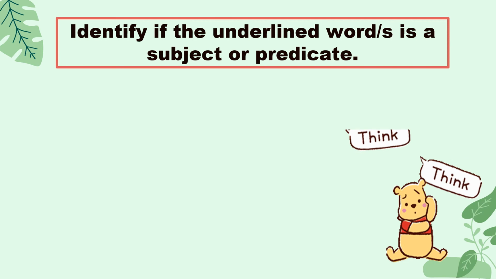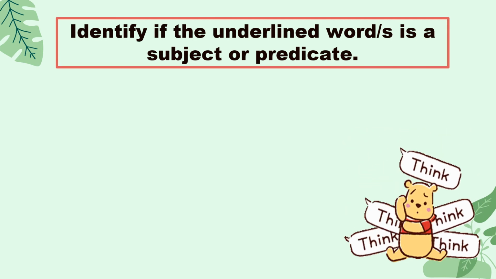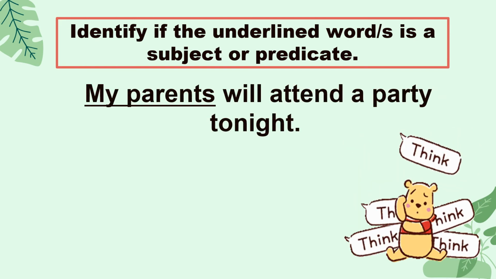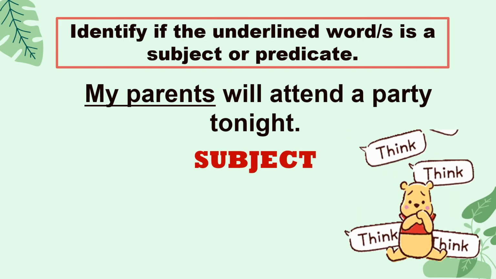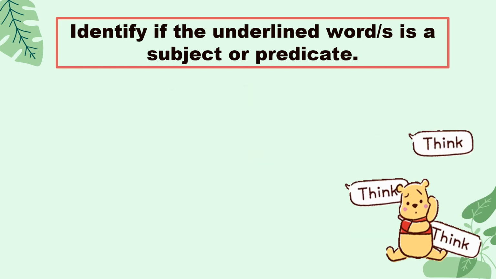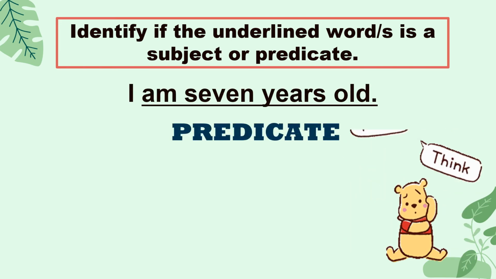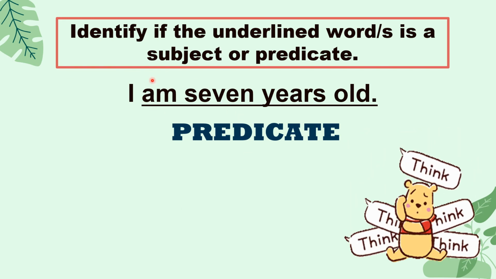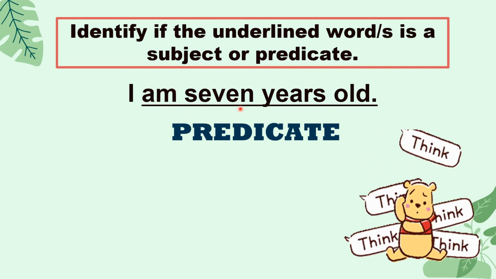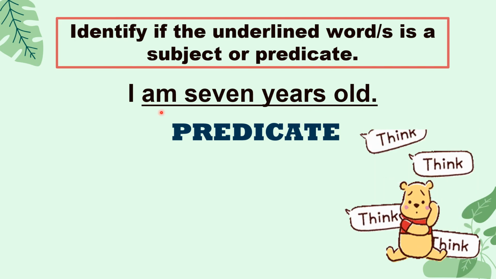Let's have another exercise. This time, let us identify if the underlined word or words is a subject or predicate. Let's start with, my parents will attend a party tonight. My parents here is your subject. I am 7 years old. Am 7 years old is your predicate. So again, a predicate begins or contains the linking verb or the action verb in the sentence. In this example, we have here the linking verb am.